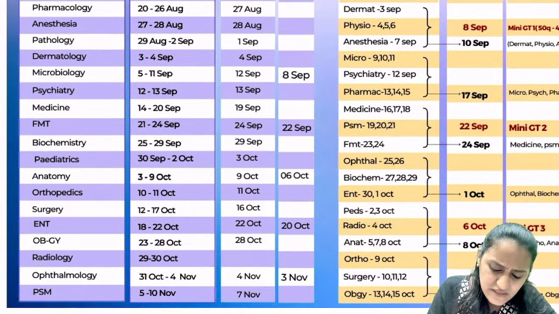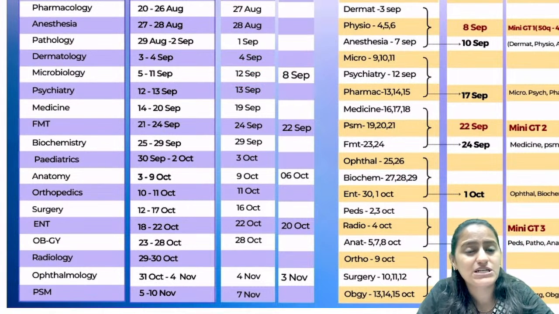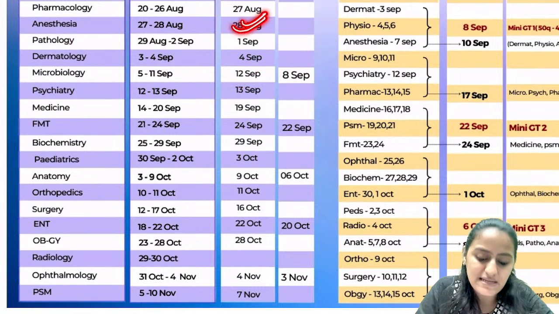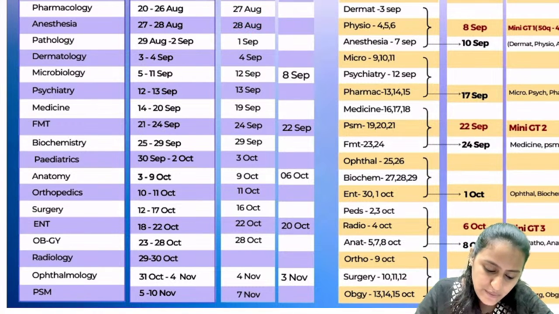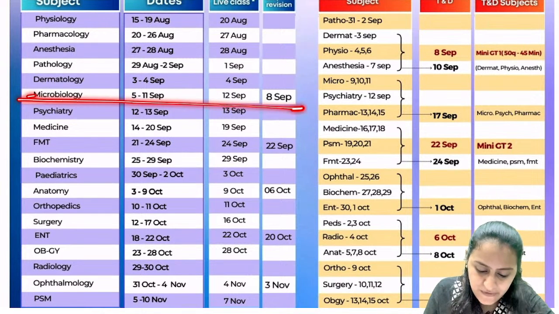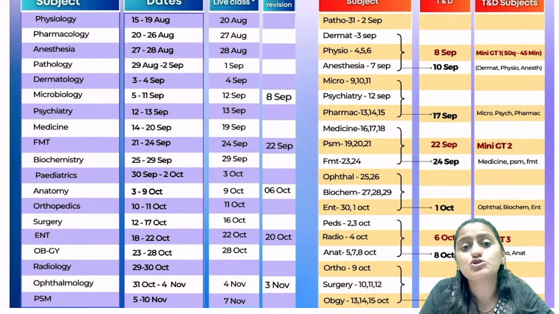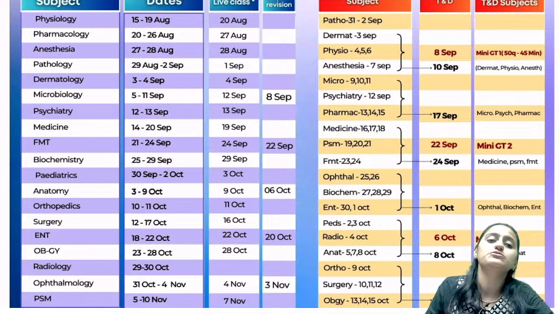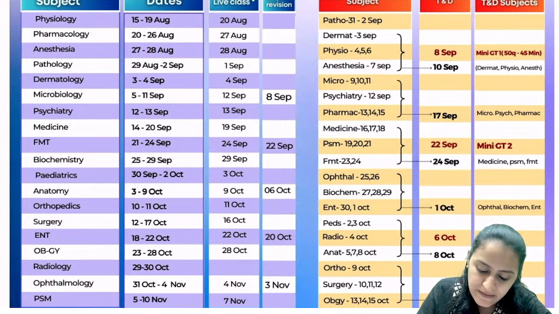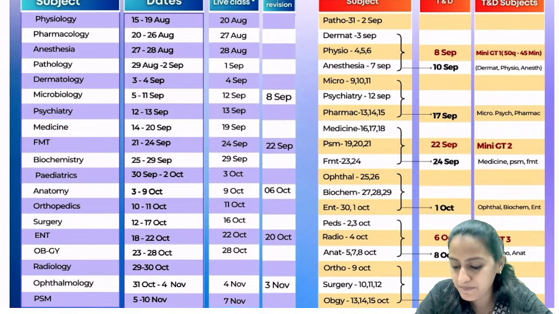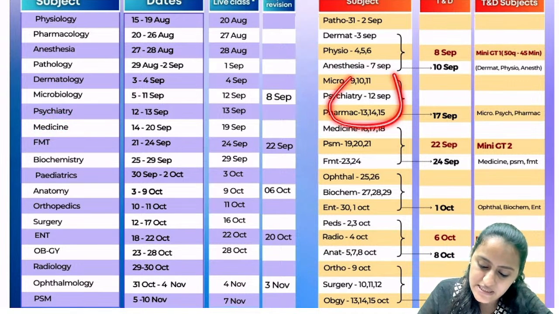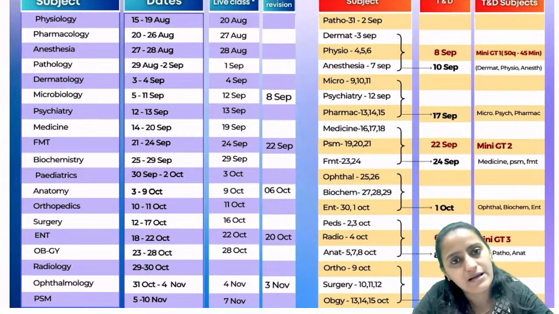Similarly, we have completed the microbiology KBMD. We are doing the live MCQ solving of the PYQs in the live class. So we are done till microbiology. We are going to do psychiatry tomorrow at 1 p.m. So finish off psychiatry and then we will have the medicine test coming up. Here you will have these 3 tests and then the mini GT coming up, right?